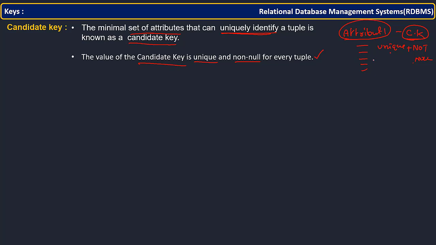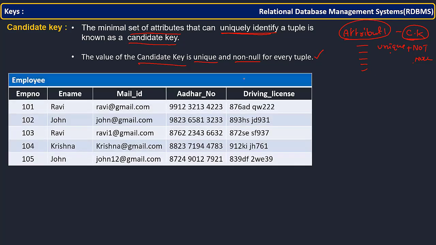For better clarity, let us take a simple table here. We are going to take an employee table. In the employee table, we have EMP number, e-name, mail ID, Aadhaar number, driving license. This is just for helping you understand candidate key; we took these attributes actually. Now if you observe, generally every employee is going to have one unique number, right? That is the unique ID he is going to have. No two employees are going to have the same number, same ID. So this satisfies uniqueness.